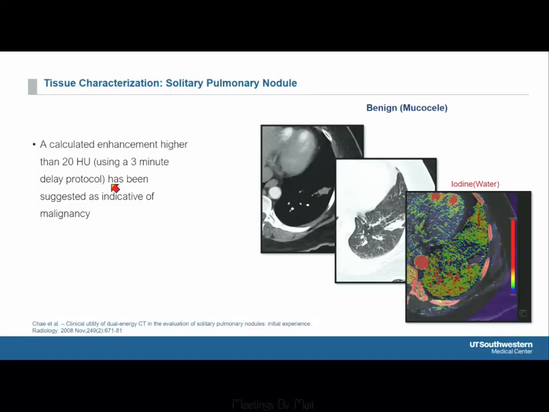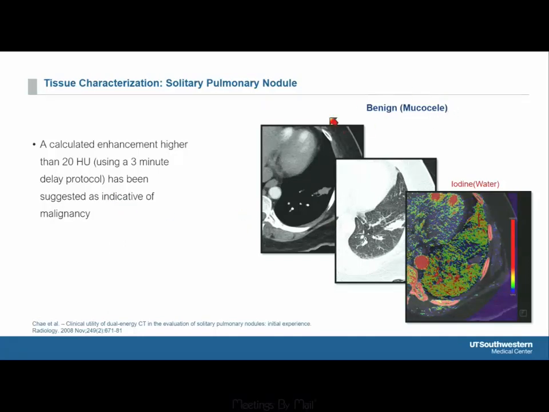We can also assess in a single acquisition. We don't need to do a Swenson protocol with several pre- and post-contrast acquisitions. If the nodule is enhancing or not, we can do that in a single one. So this study here looked at the 3-minute delay protocol, single acquisition, and enhancement component greater than 20 Hounsfield units was associated with risk for malignancy.